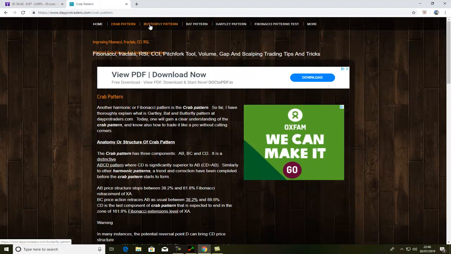So learn about the crab pattern, butterfly pattern, bat pattern, Gartley pattern, and take the Fibonacci pattern test. All right, in your own time. And then now use a demo account, practice everything that you have learned, and then master it. Because day traders, swing traders, position traders are trading the Fibonacci pattern. Elliott wave traders are combining the Fibonacci trading with the Elliott wave trading. And this is a topic that you cannot discount, whether you are a technical trader or an investor, that will help you to improve your investing or trading decision.